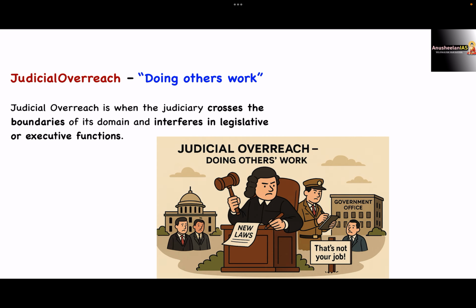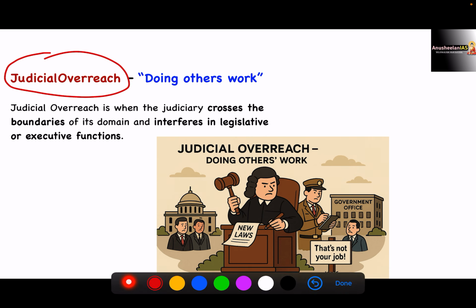Next topic is judicial overreach. This is also an important topic. What is judicial overreach? That means doing others' work. Judicial overreach means the judiciary crosses the boundaries of its domain and interferes in legislative or executive actions. When courts start making laws rather than interpreting them, that is judicial overreach.